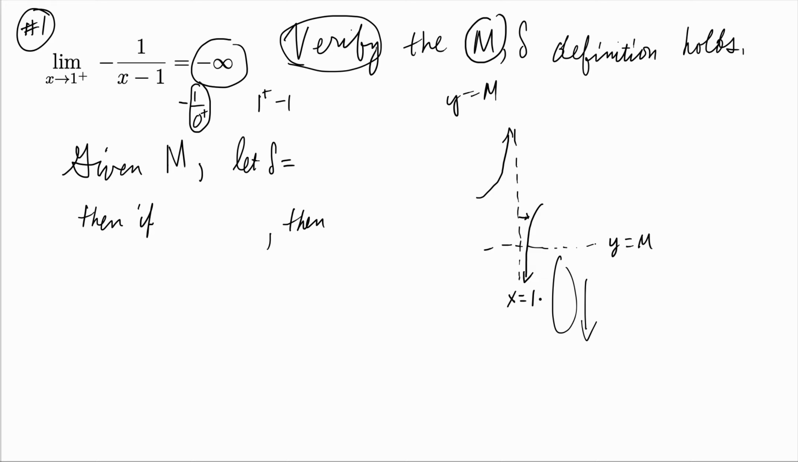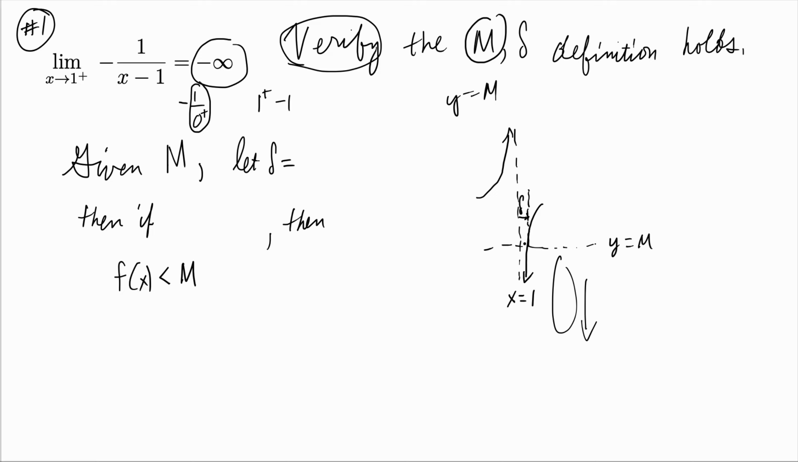The y value coming out of the function is going to be less than m. So then f of x will be less than m. So what's this condition right here? That's simply saying that the x value is delta away from 1 on this side.